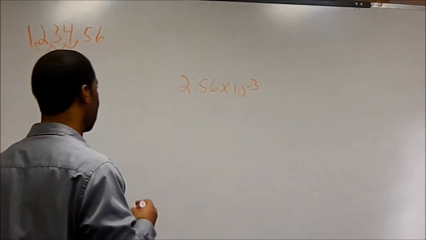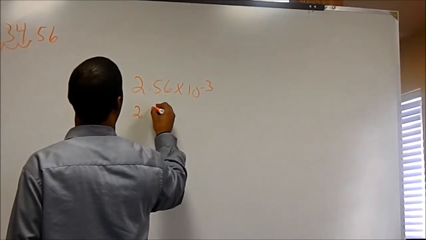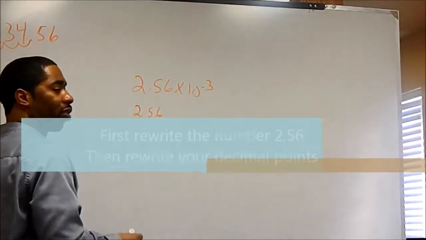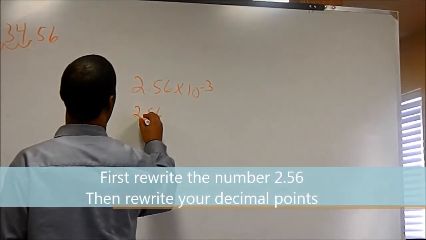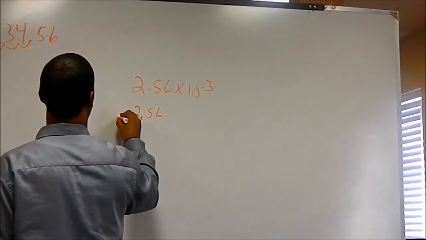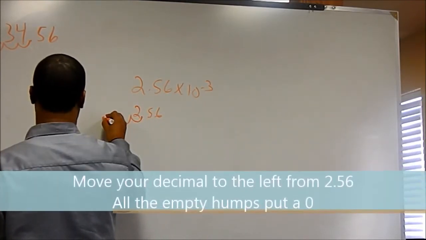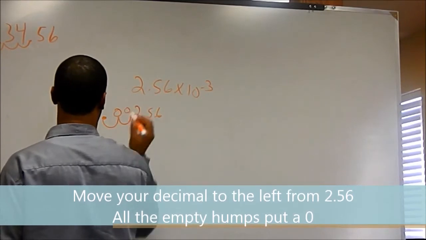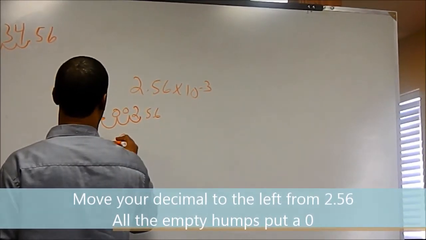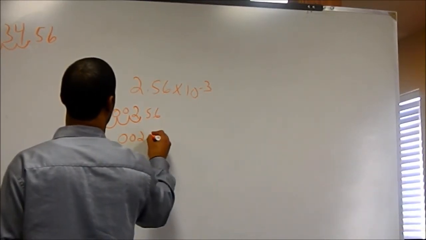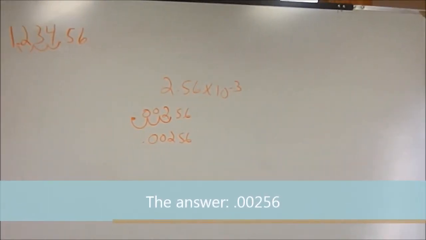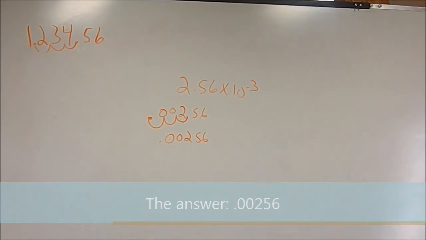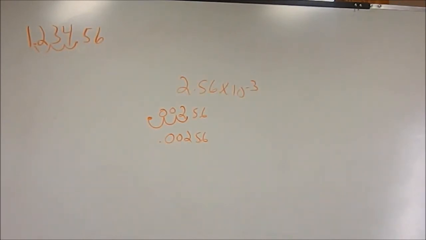0.00256. Okay, let's see. First thing I want to do is rewrite my number. And then I want to move my decimal point. Since I'm going to the -3, I'm going to the left. And I go 1, 2, 3. My decimal goes here. All my empty spots have zeros. So my answer would be 0.00256. Did we get that? Yeah. Okay. Scientific notation.